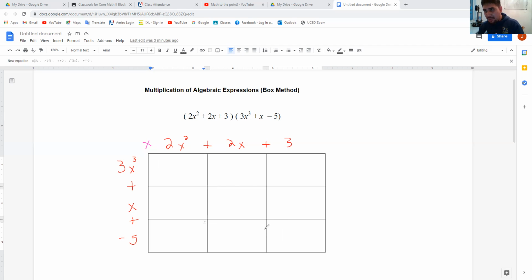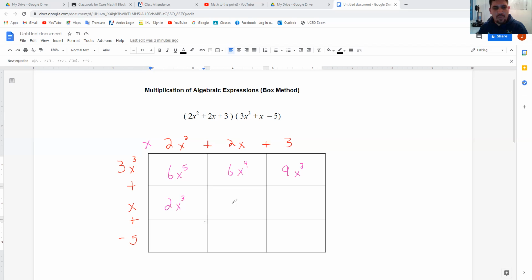So I'll begin multiplying. If I multiply 3x to the power of 3 times 2x to the power of 2, I'm going to get 6x to the power of 5. Then we multiply 3x to the power of 3 times 2x, which is 6x to the power of 4. Then we multiply 3x to the power of 3 times 3, and that'll be positive 9x to the power of 3. Okay. Next, we multiply x times 2x to the power of 2, which is 2x to the power of 3.